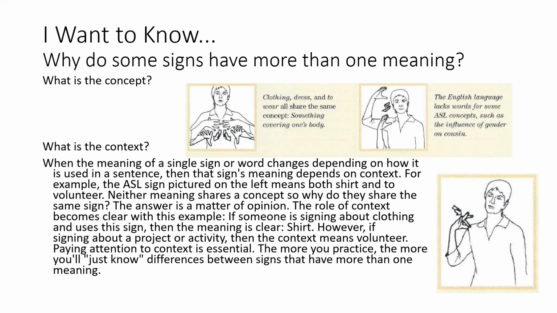The role of context becomes clear with this example. If someone is signing about clothing and uses this sign, then the meaning is clear, shirt. However, if signing about a project or activity, then the context means volunteer. Paying attention to context is essential. The more you practice, the more you'll just know the differences between signs that have more than one meaning. The picture on the right shows the sign for volunteer or shirt.